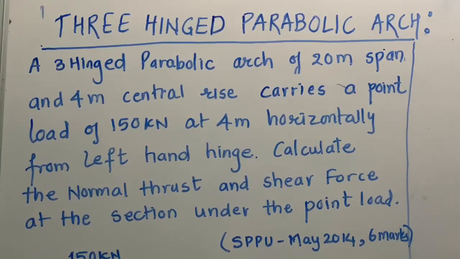The numerical is: a 3-hinge parabolic arch of 20 meter span and 4 meter central rise carries a point load of 150 kilonewton at 4 meter horizontally from the left hand hinge. Calculate the normal thrust and shear force at a section under the point load.